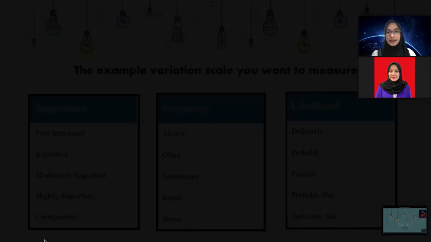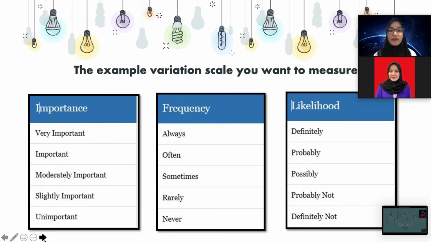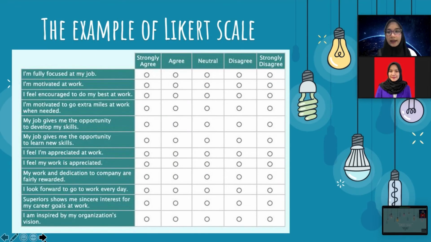And next is the example variation of the scale that you want to measure. This is the importance, the frequency, they are very important, always, definitely, and so on. And the next is the example of Likert scale. The Likert scale question is based on the statement. There are 5 scales or 7 scales based on the researcher. There are strongly agree, agree, neutral, disagree, strongly disagree.